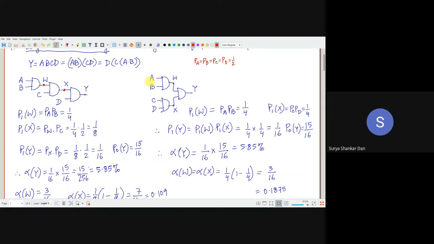Now let us do the same exercise for the similar circuit, but instead of putting D into C into A into B, all I have done is AB into CD. So one thing is very important here. You might be thinking that in terms of propagation delay, when we are looking forward to minimizing the delays of the circuit, so essentially we are trying to improve the performance of the circuit, then definitely this configuration will be better than this configuration.